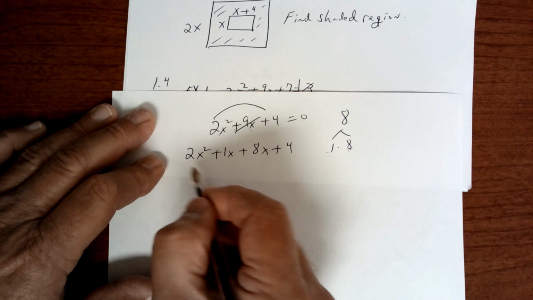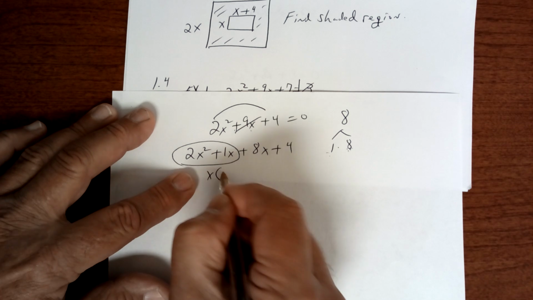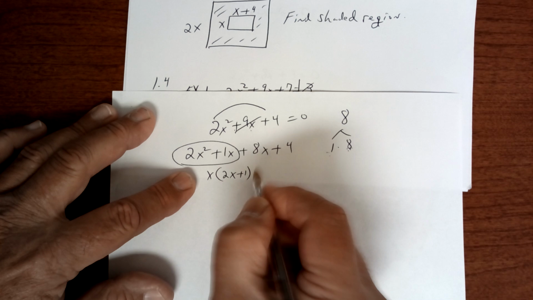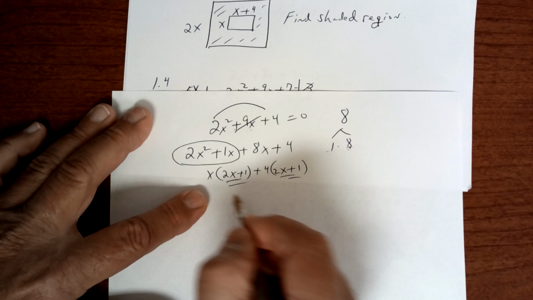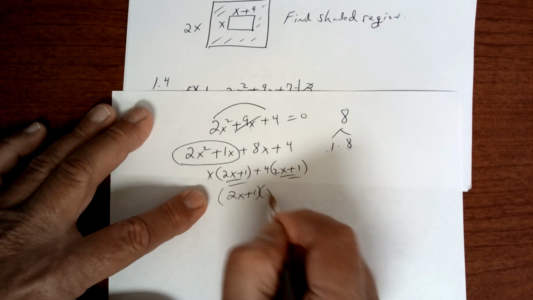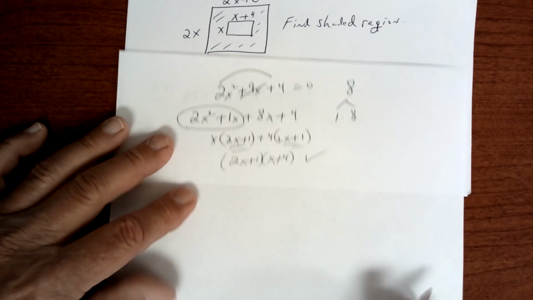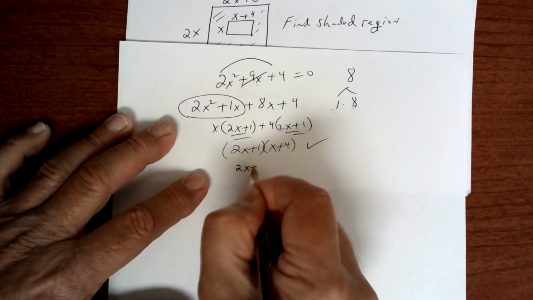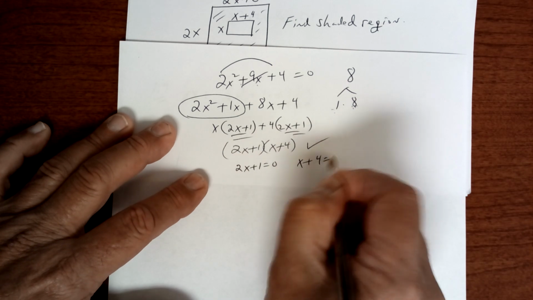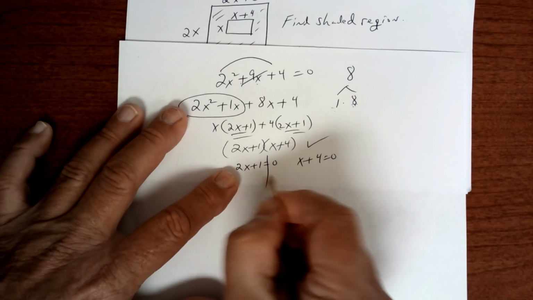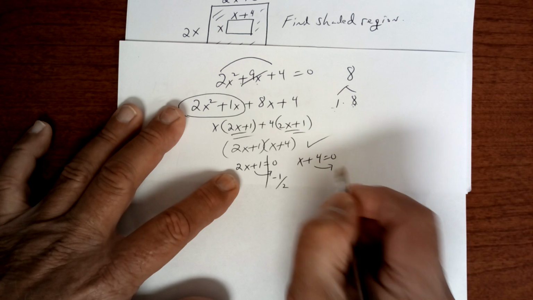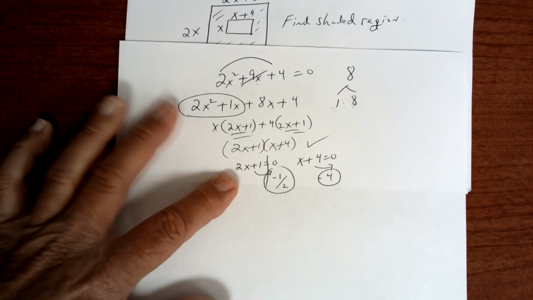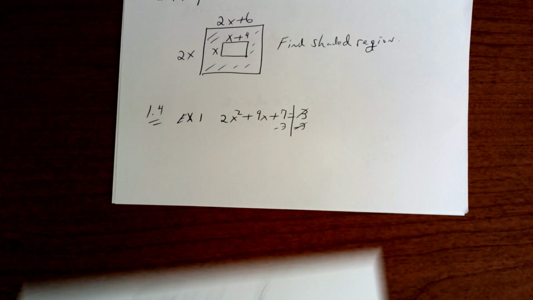We're going to take out an x. We're going to take out a 4. Now we're going to take out a 2x plus 1, and then x plus 4. And then you're going to set each one of these equal to 0. And then work it out. So on this one, you're going to get a negative 1 divided by 2. This one, you're going to get a negative 4. Those are your 2 answers to that problem. And again, you have to be able to factor. Let's go to the next problem here.